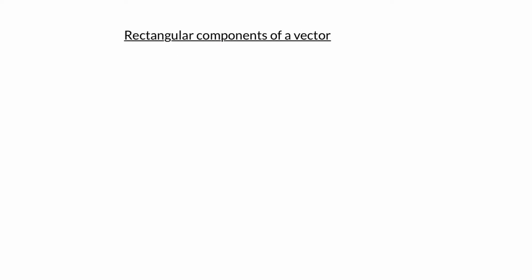Now discuss rectangular components of a vector. Rectangular components of a vector means, assume that we have a vector, take it as A vector, and the two components of this vector are, let's say, one component is B vector and another component is C vector. Over here, if the C vector and B vector are perpendicular, then this B vector and C vector are said to be rectangular components of A vector.